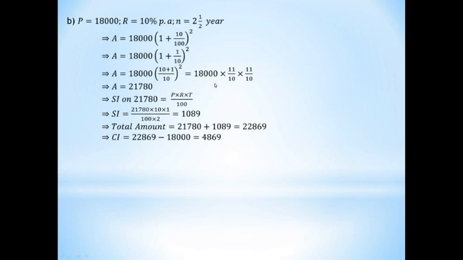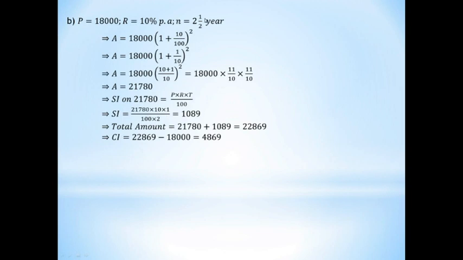Then if you simplify this, you will get rupees 21,780 as an amount. It is so profitable though. P is at the beginning, you have only 18,000 at the beginning. So after 2.5 years, after 3 years, when you go to the bank, you will see that you have about 21,780.